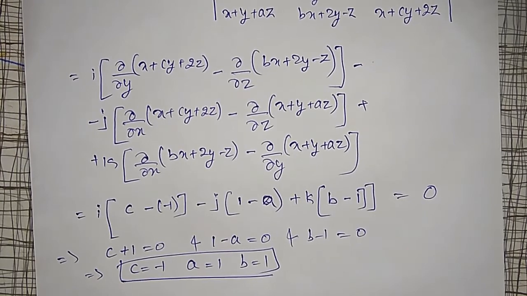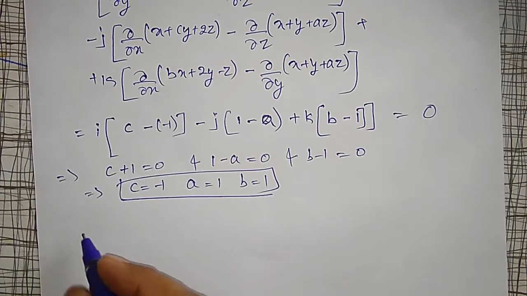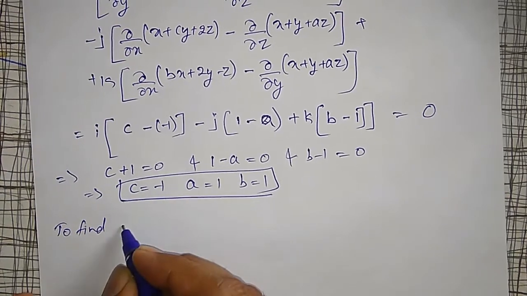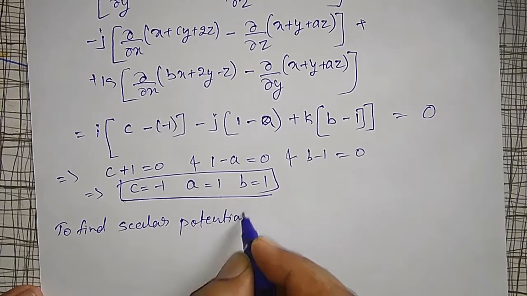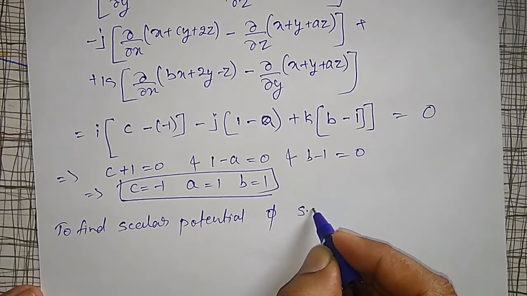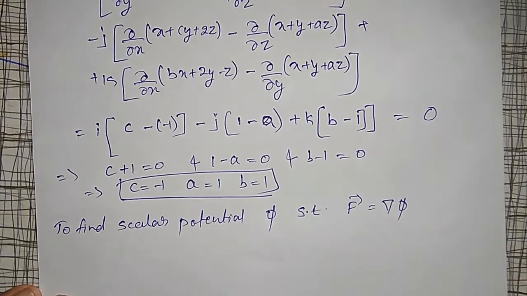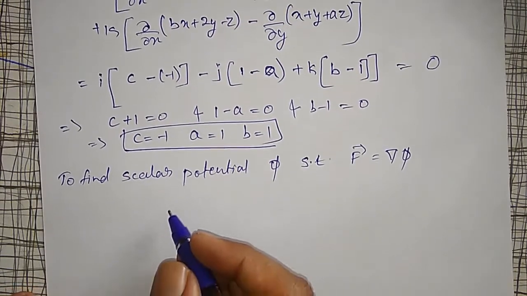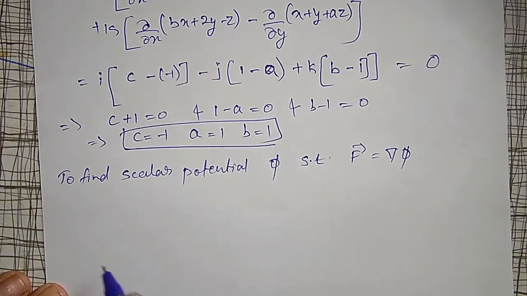Then using this, I have to find the scalar potential. How to find the scalar potential now? We need the scalar potential phi such that vector F is equal to del phi. That is the meaning of finding the scalar potential phi. Vector F is nothing but, I will put the values of a, b, c in the given function F.